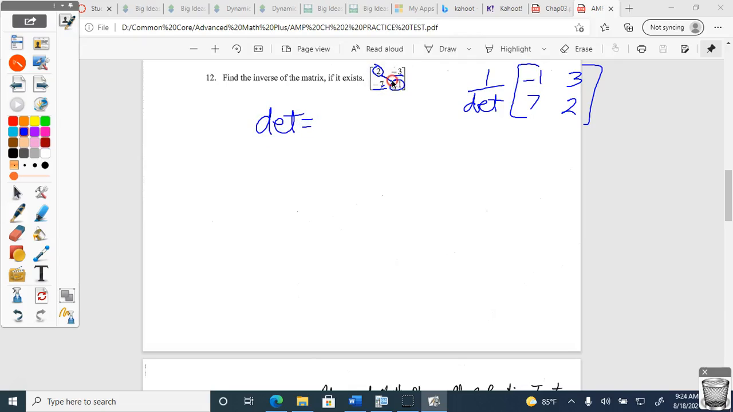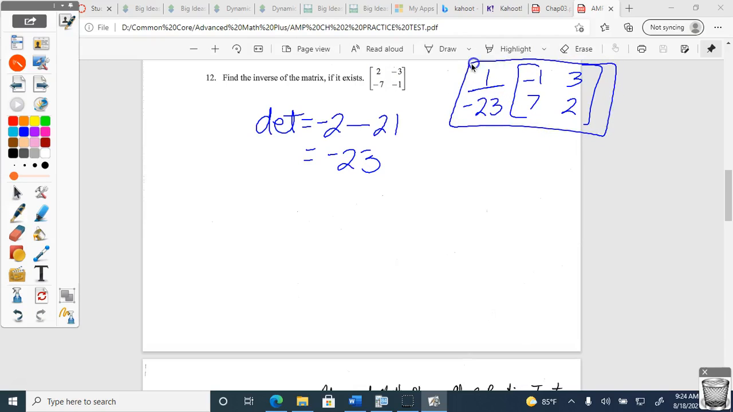2 times negative 1 is negative 2 minus negative 3 times negative 7 is 21. So negative 23. So I'm going to erase that determinant right there and put negative 23. And you can leave your answer like that, or you can put it in one more step. That would be positive 1 over 23, negative 3 over 23, negative 7 over 23, and negative 2 over 23.